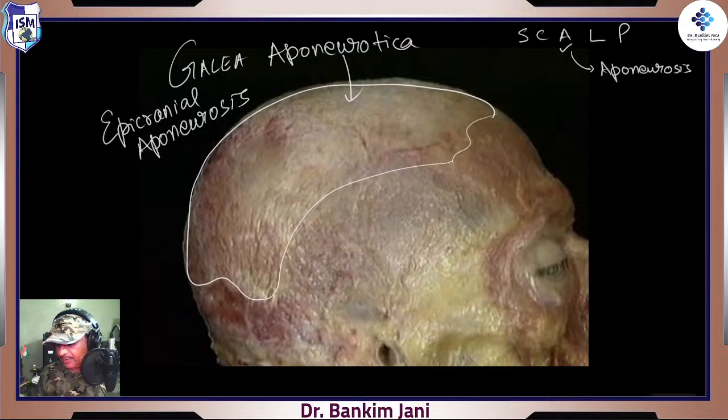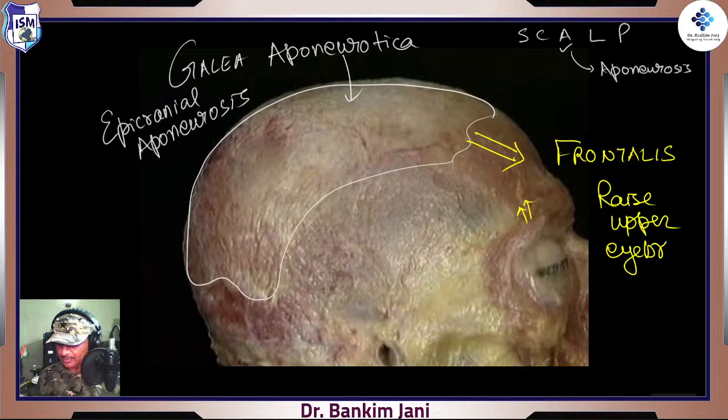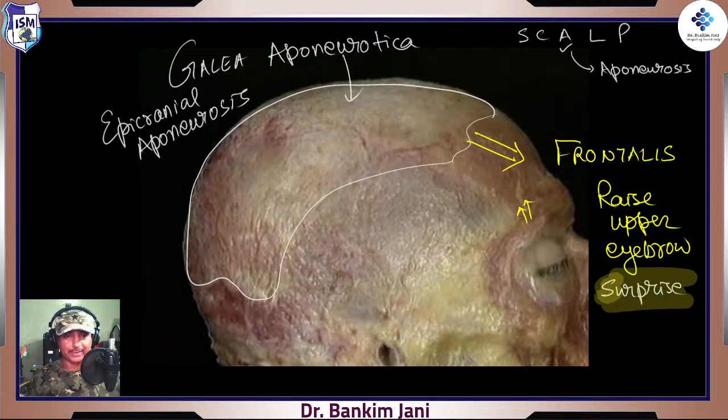Good. In the front part over here, that is frontalis. So this is where the frontalis is actually attached. And this frontalis, when it contracts, will raise the upper eyebrow. And that is what is called surprise. So that is surprise. So that is frontalis.